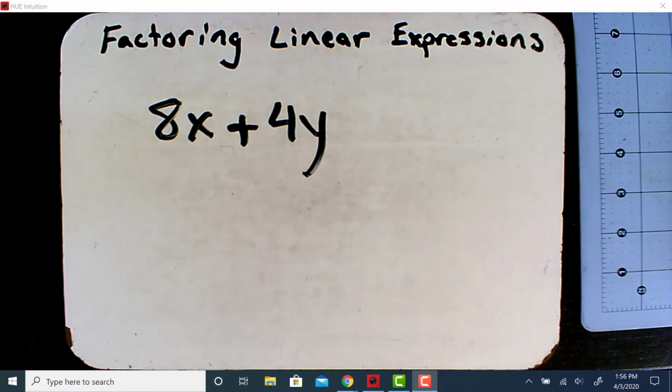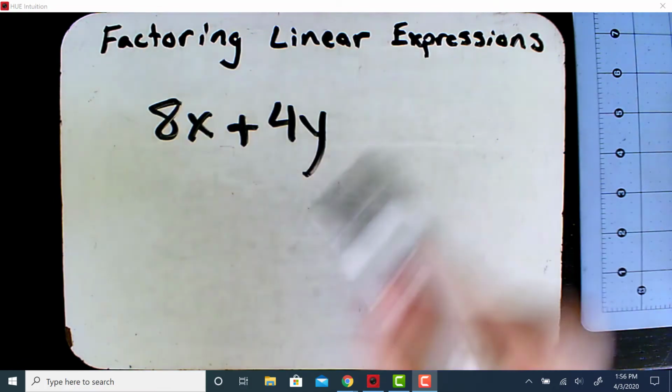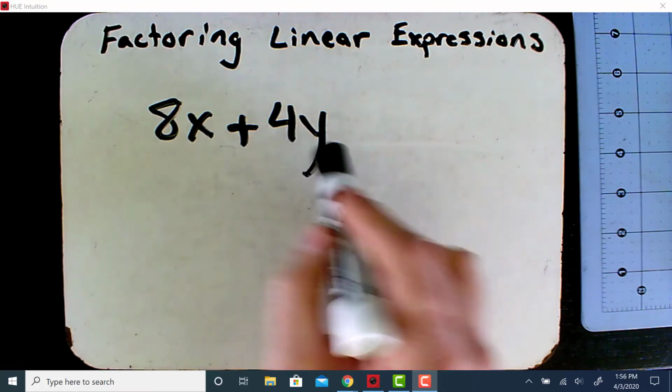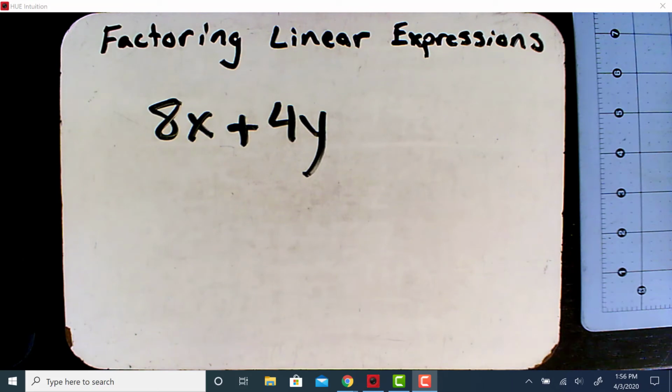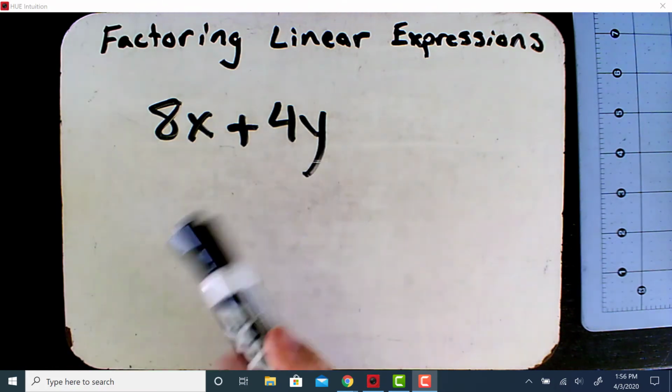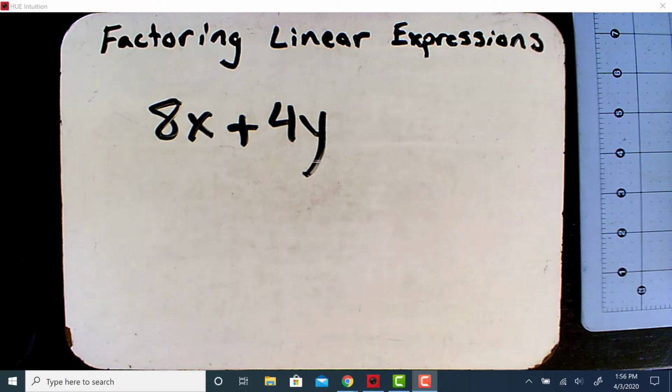Let's take a look at why we need to understand this information about greatest common factors of monomials. It's going to help us factor linear expressions. Now here we've got a linear expression, and this linear expression, 8x plus 4y, would represent a line on a graph. Now we don't have to worry about the line or the graph right now, we just need to worry about the expression. This is an algebraic expression because it's got variables, and what we're going to do is we're going to factor it. And the way I like to think about factoring is I like to think of it as reverse distributive property. It's like we're going to do distributive property, but backwards.